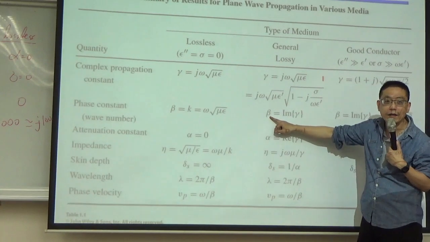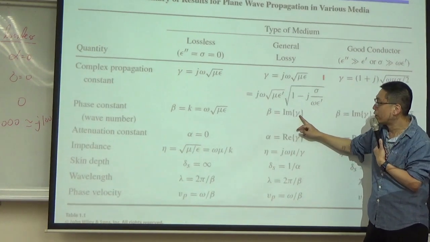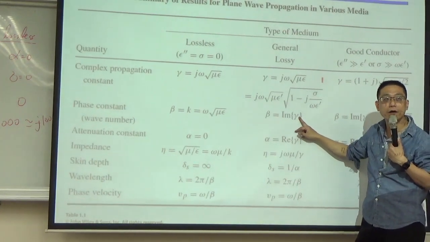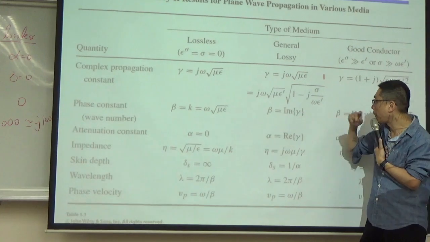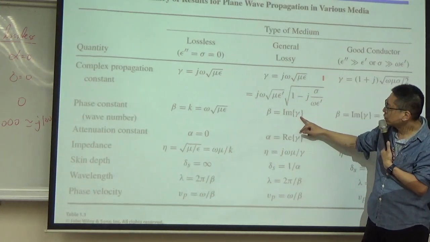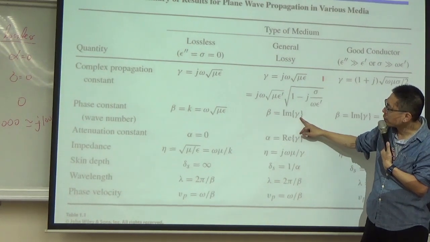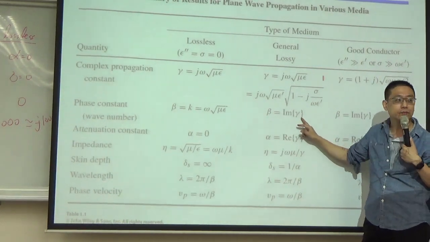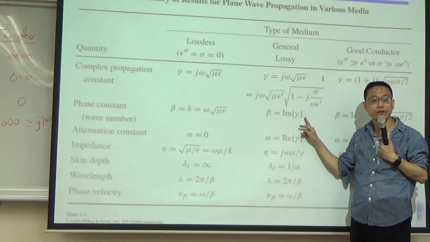Your beta, it is only the imaginary part of your gamma. Okay, beta. Actually, I think there is a minus, right? Did he forget a minus? It's supposed to be a minus, right? j.